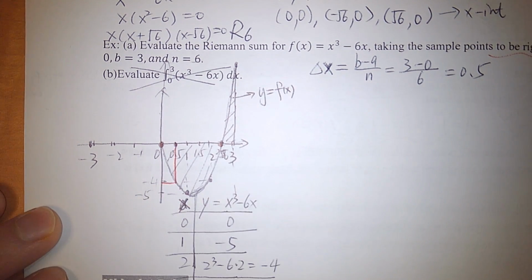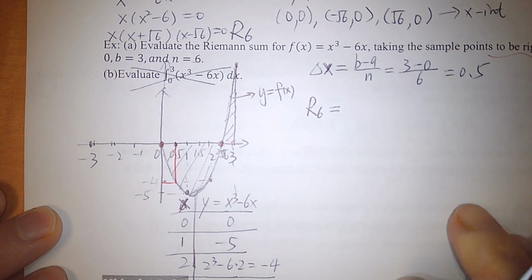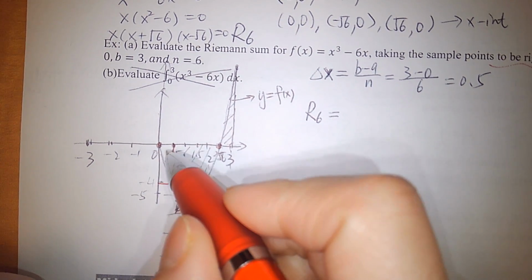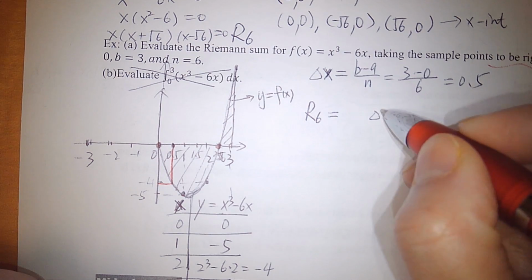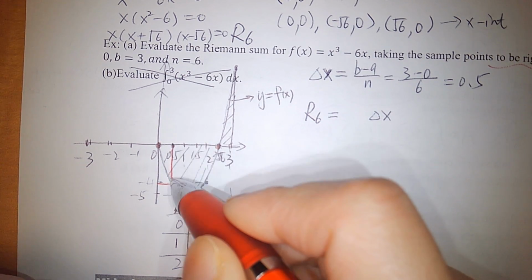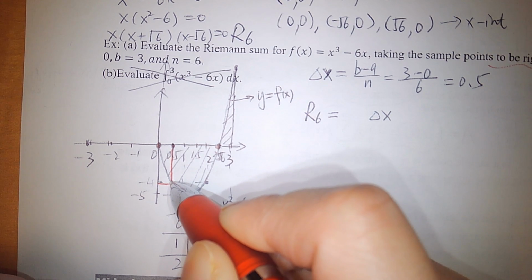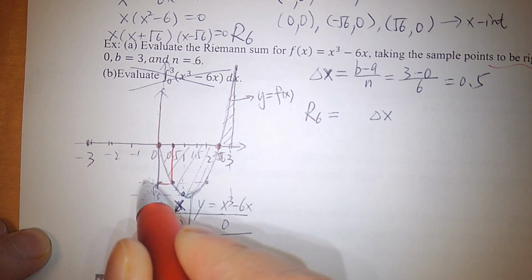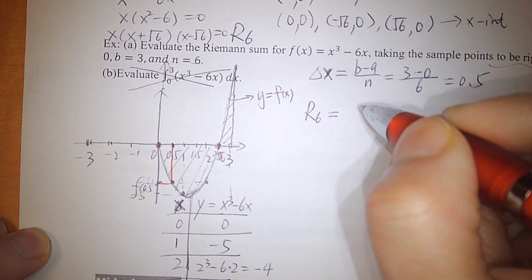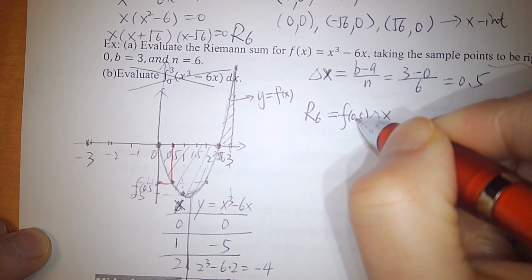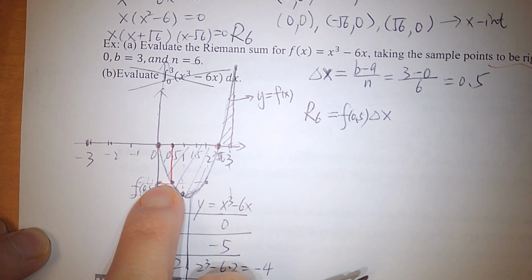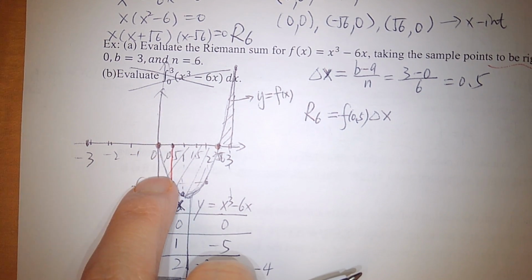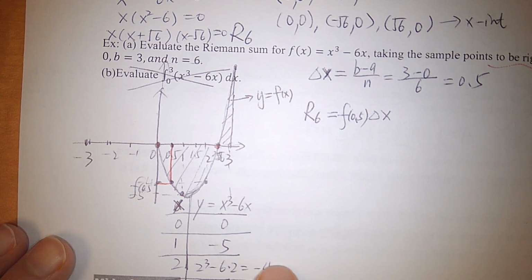First rectangle. So here, Riemann sum R of 6 equals what? What is the area for this first rectangle? We know the width is delta x, right? What is the length of this rectangle? It has to be f of 0.5, right? Do you get that? So this is f of 0.5. The value of f of 0.5 may be negative, and that's okay. So that means the area for this rectangle is negative.